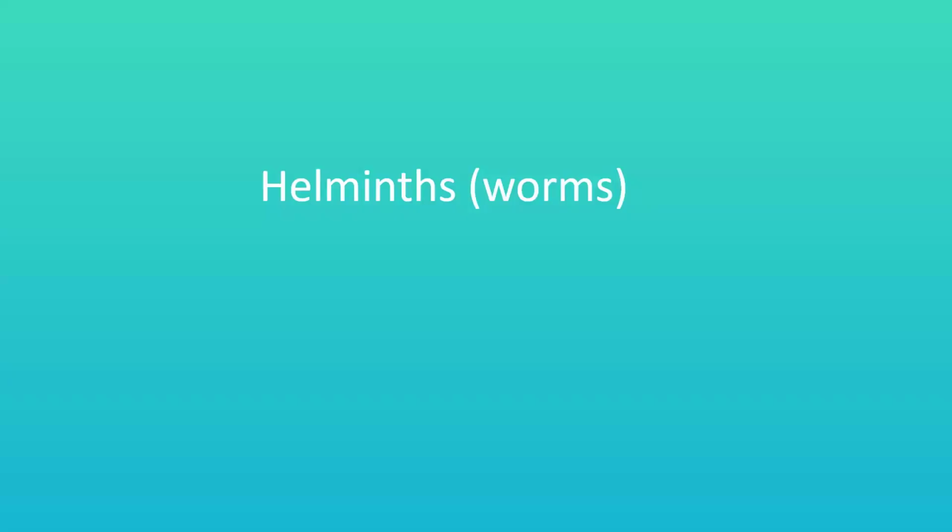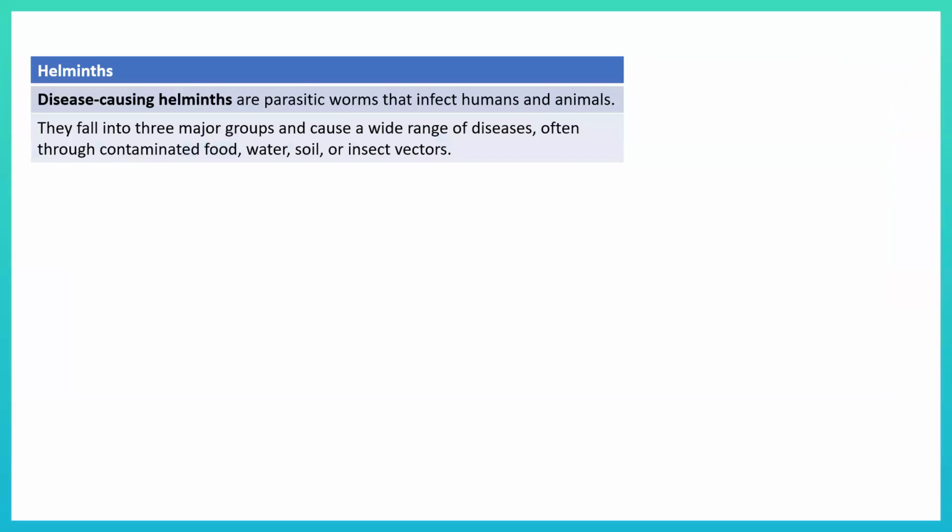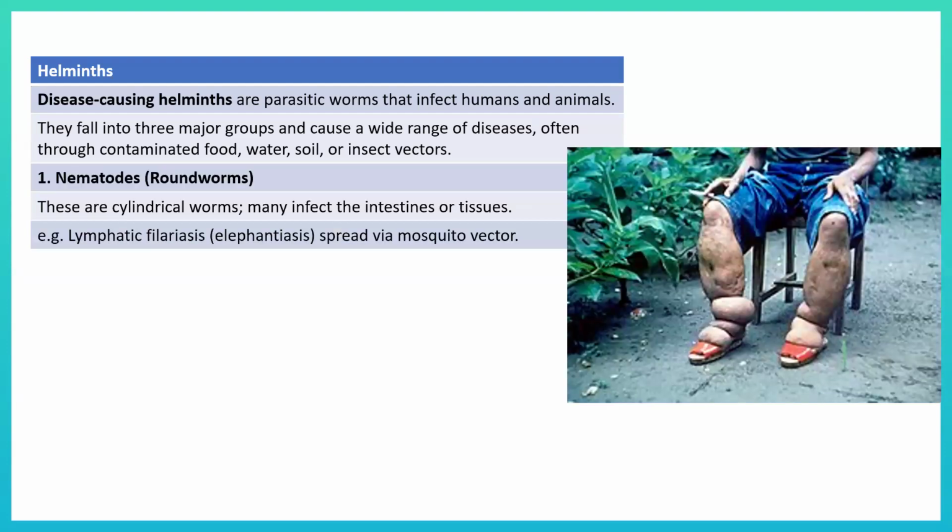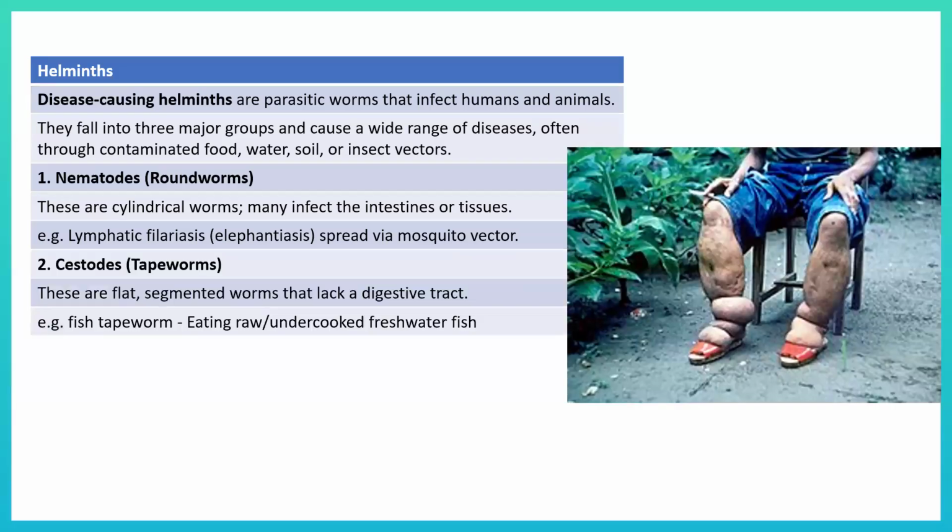And I need to tell you about these helminths, the worms. So these are parasitic worms that infect humans and animals. And there's three major groups that cause a lot of diseases, often through contaminated food, water, soil, or insect vectors, very commonly through water. So these are roundworms, the nematodes. They are cylindrical or round. They infect the intestines or other tissues. Here's a really good example. It causes a disease called elephantiasis. And again, this is spread by mosquitoes. Really horrible disease for the person infected.